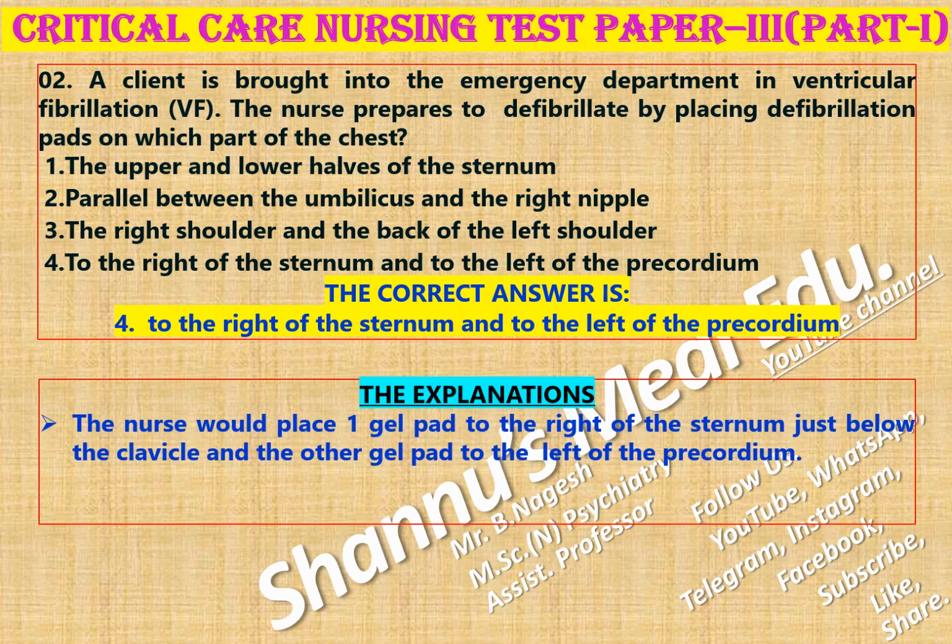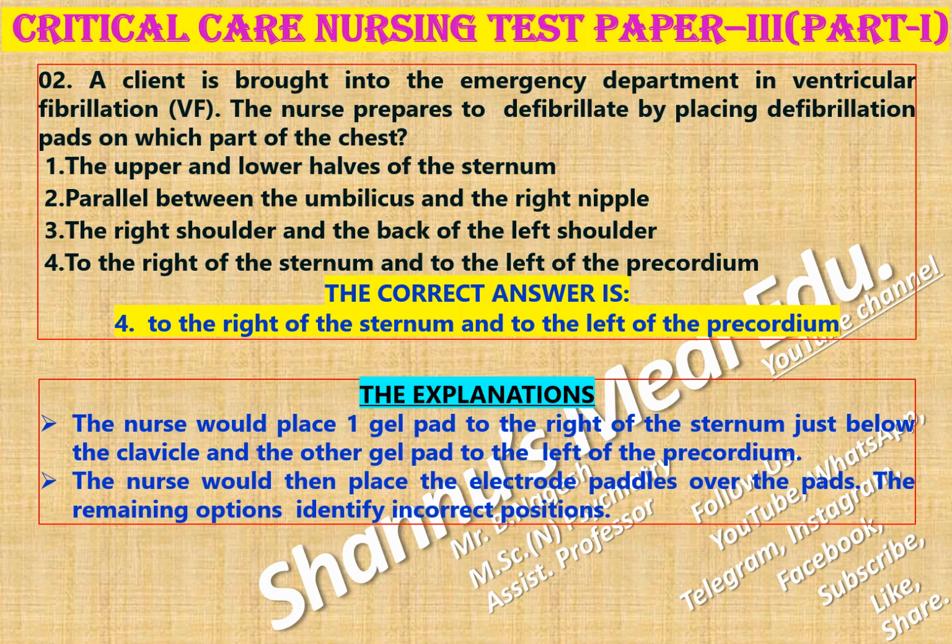The explanation of this question: the nurse would place one gel pad to the right of the sternum just below the clavicle and the other gel pad to the left of the precordium. The nurse would place the defibrillator paddles over the pads. The remaining options identify incorrect positions.